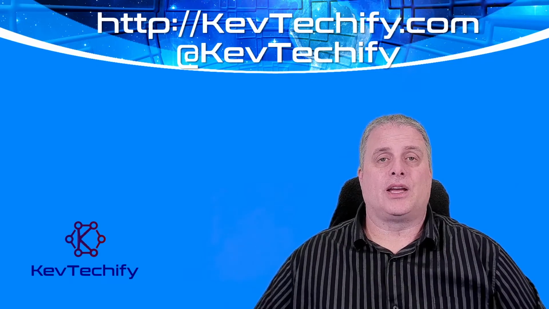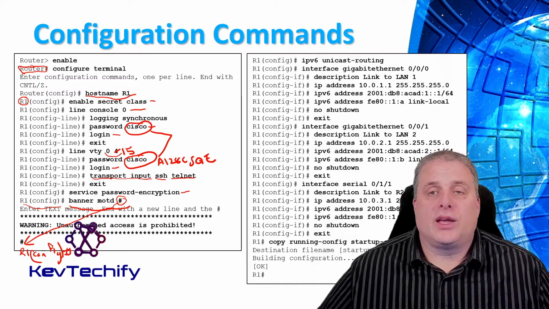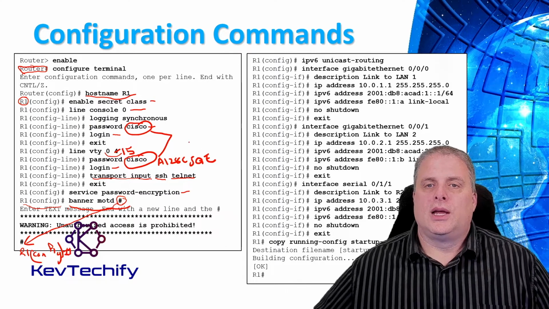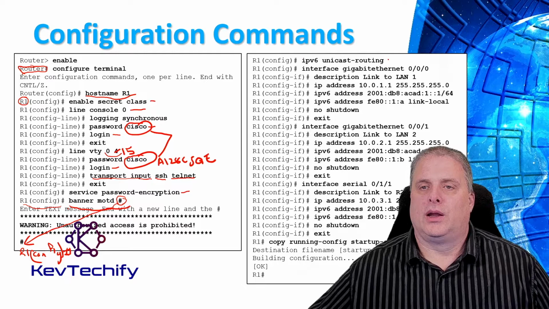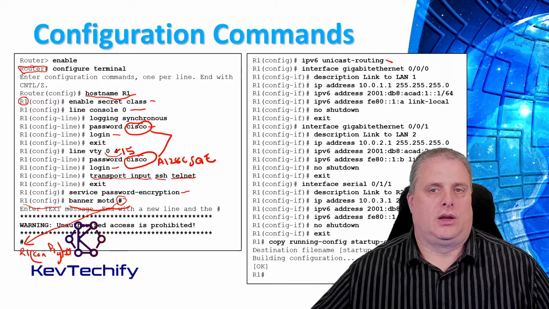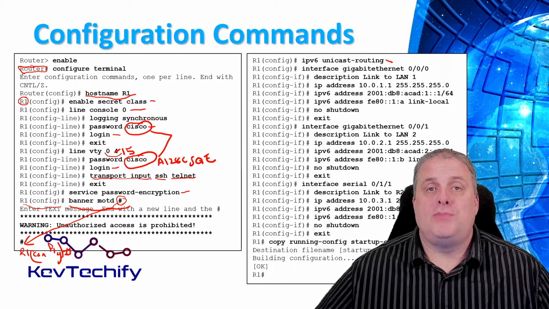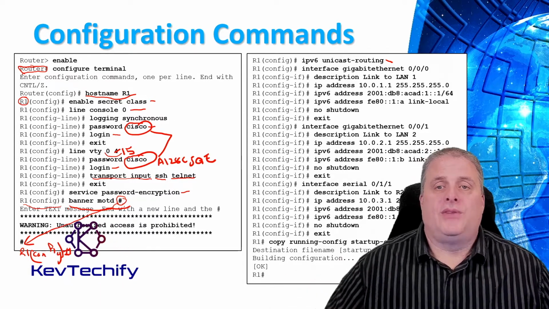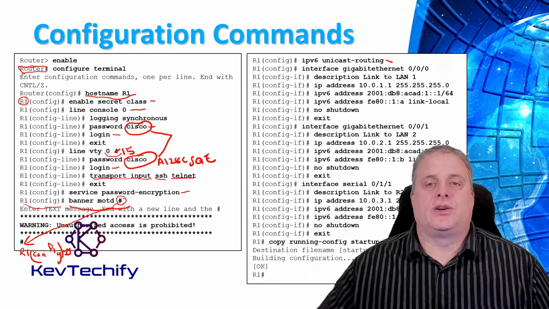A couple other things we should be familiar with as we go through and set up our routers. The command here, IPv6 unicast-routing, turns on IP version 6 routing. By default, IP version 6 routing is not turned on. You have to manually turn that on. IPv6 unicast-routing, that turns it on.